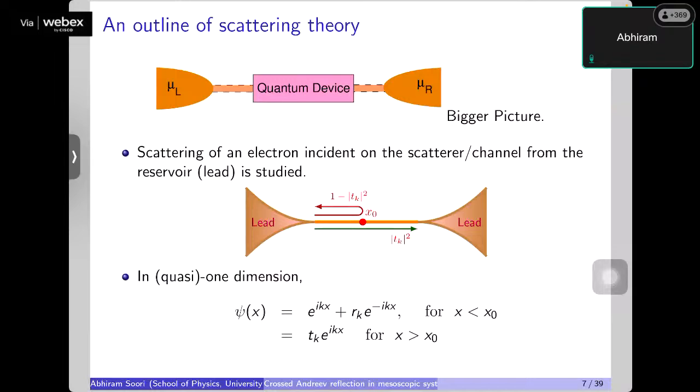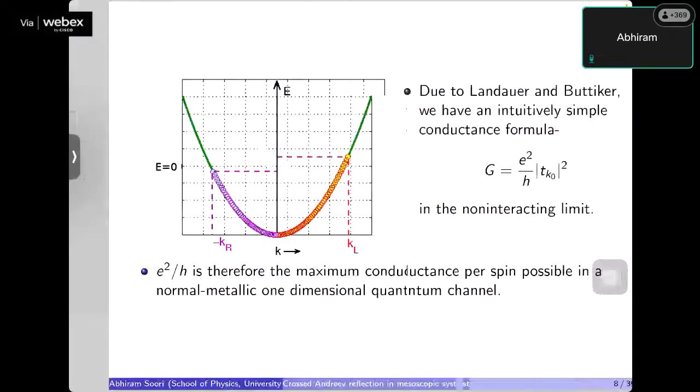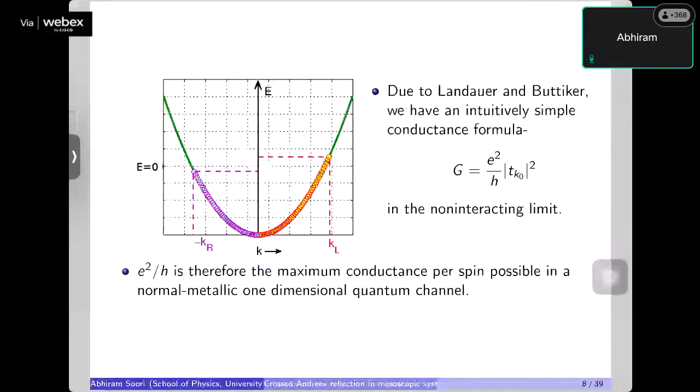I have written e power ikx plus rk e power minus ikx on the left side and tk e power ikx on the right side. When you match the boundary conditions, you find rk and tk. And after that, the conductance is given by e square by h into mod tk square, which is actually the transmission probability. So e square by h is the maximum conductance per spin that is possible in a normal metallic one-dimensional quantum channel. This is due to Landauer and Büttiker, so this is famously called Landauer formalism or Landauer-Büttiker formalism.